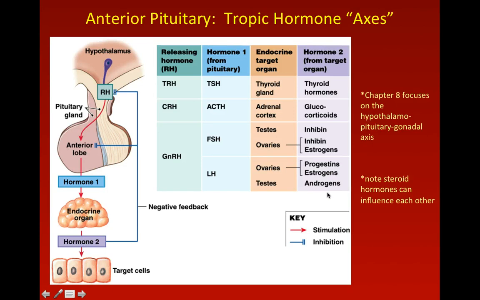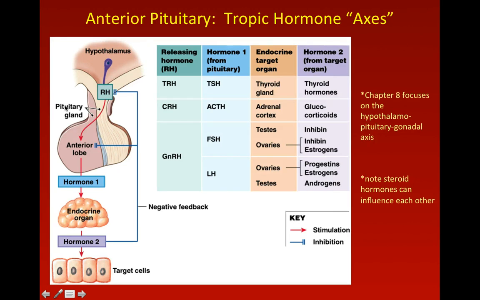Testosterone, I should mention, is one of a family of hormones called androgens. Testosterone is the main one in humans. And so these are all steroid hormones. I should mention glucocorticoids are also steroid hormones as well.